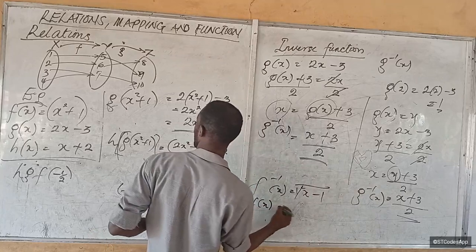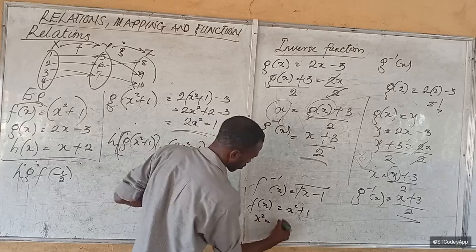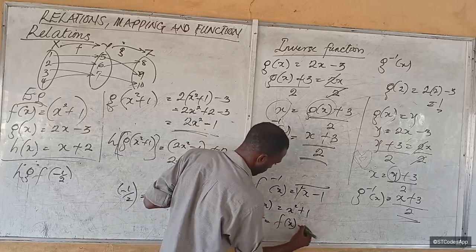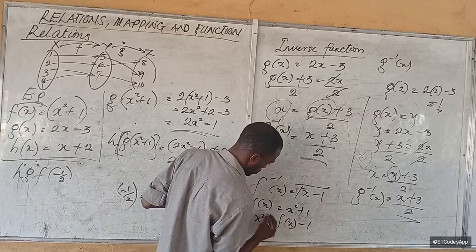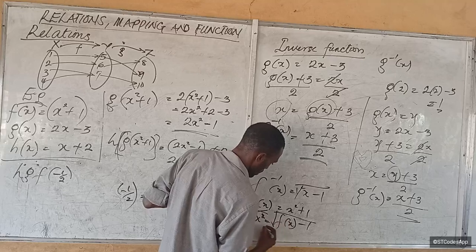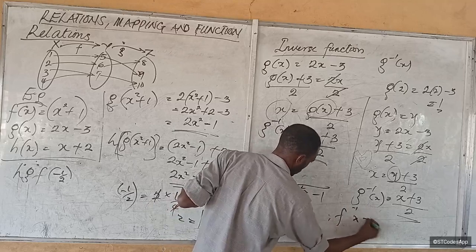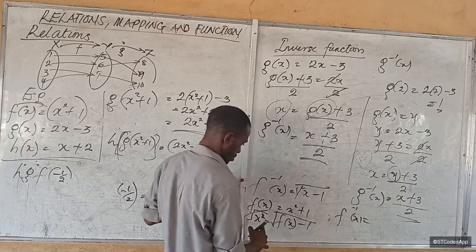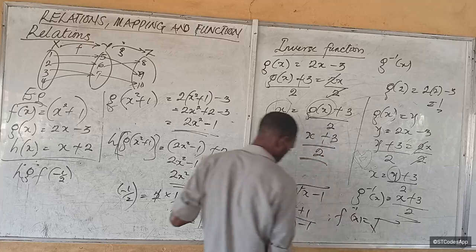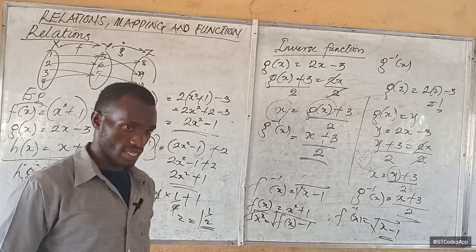Since f of x is x squared plus 1, in this case x squared will be equal to f of x minus 1. So you take square root of both sides. So you are correct. And then x, which will now be f inverse of x, will now be equal to what? Square root of x minus 1. That's good. Is it clear?